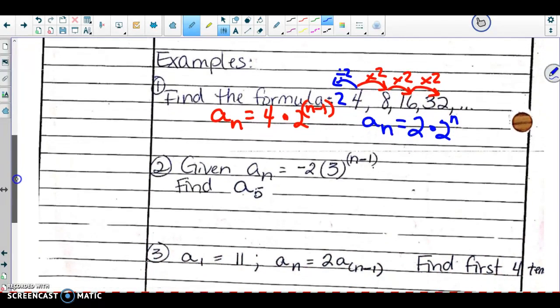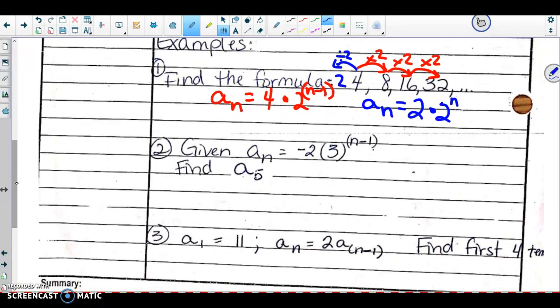Okay. So given a sub n equals negative 2 times 3 to the n minus 1, find a sub 5. One of the things that I noticed is that this is going to be my first term. So that's a sub 1, because I'm using this n minus 1. All right, so a sub 5 means I'm going to plug in 5 where n is. So I've got negative 2 times 3 to the 5 minus 1 power.